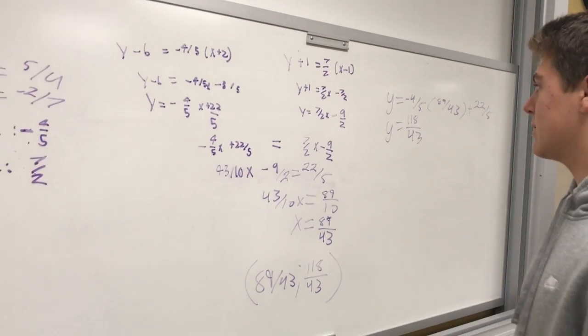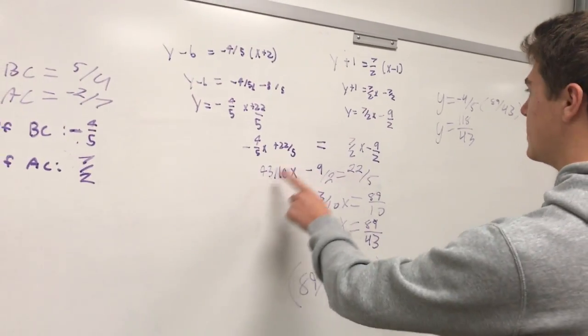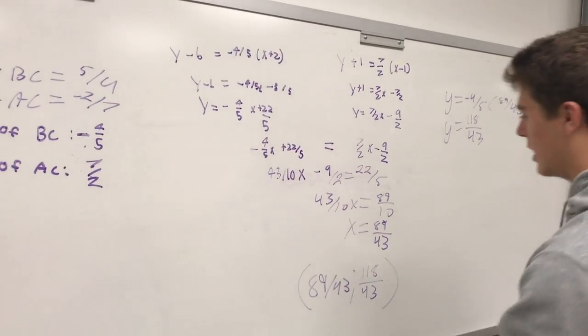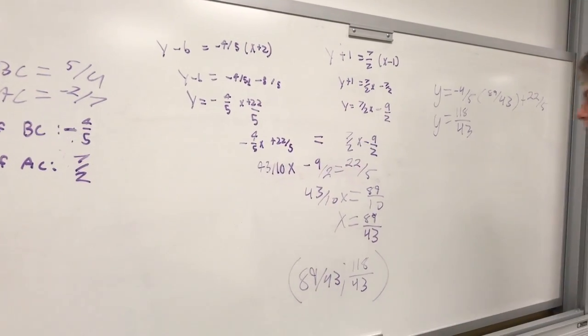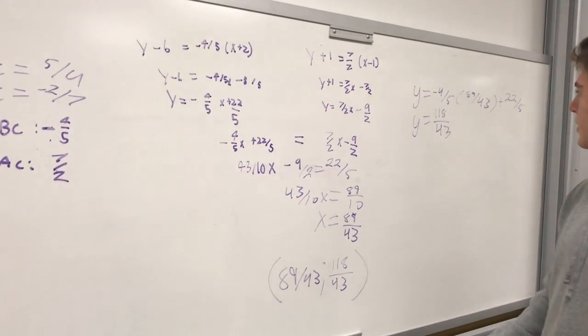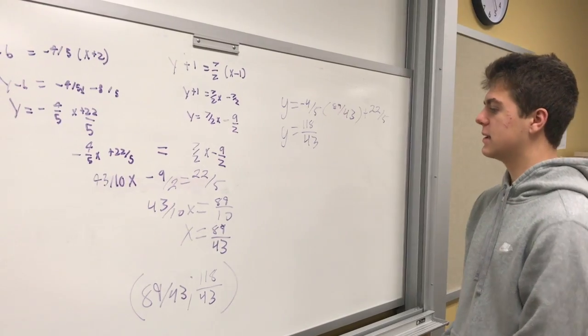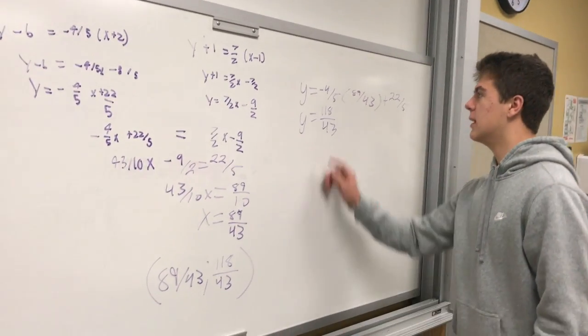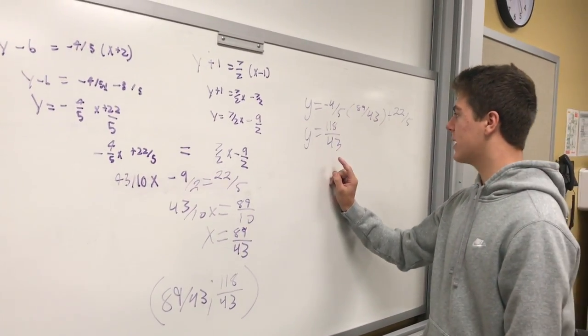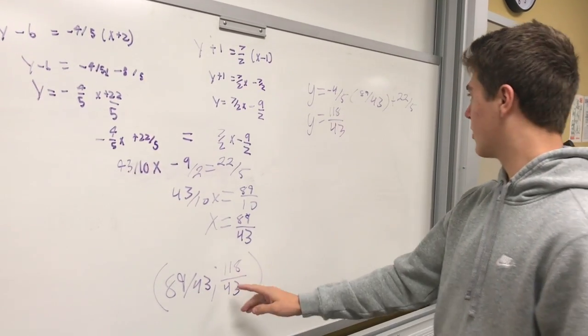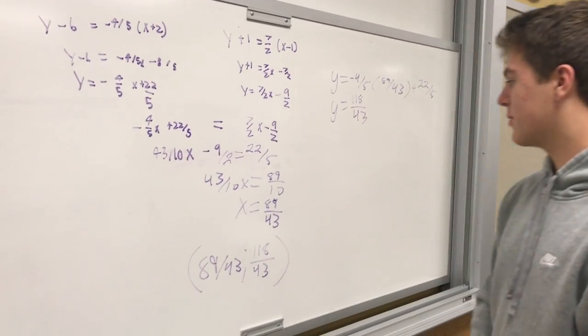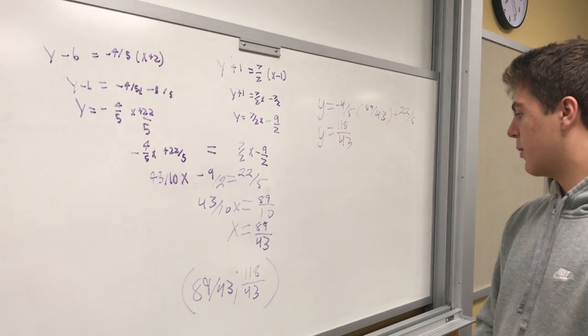So then we need to set these equal to find our x. So once we set them equal to each other and we do all the math, we're going to end up with x equals 89/43. And then from this, we can just plug in x to one of our lines to find y. It doesn't matter which one. And we're going to end up with y equals 118/43. So our orthocenter is 89/43, 118/43.